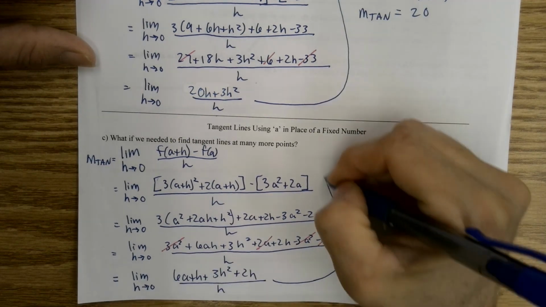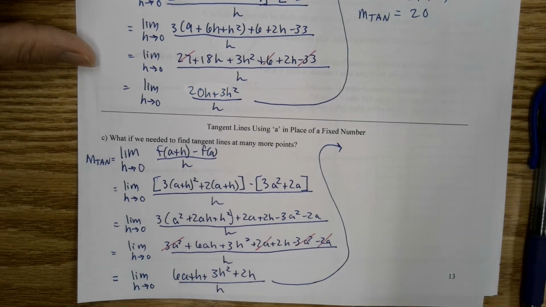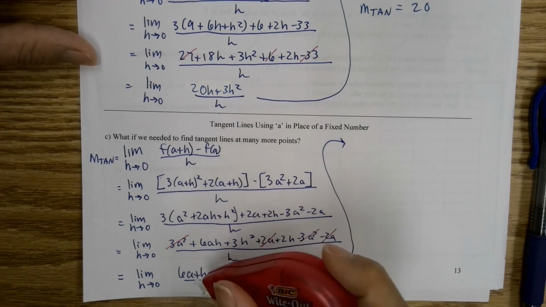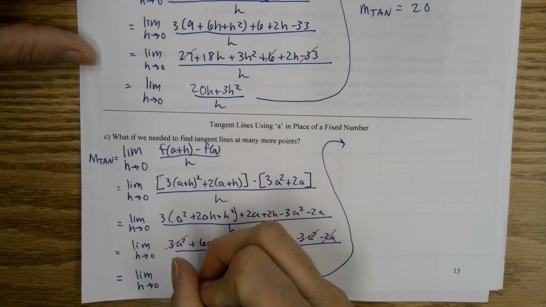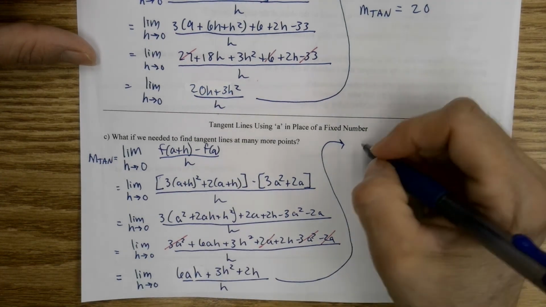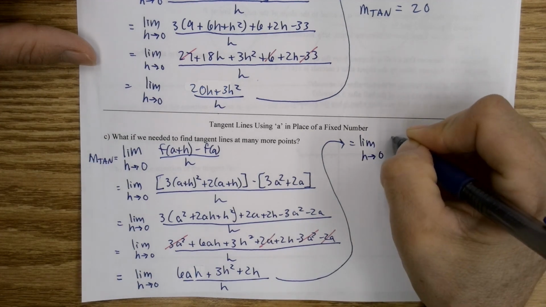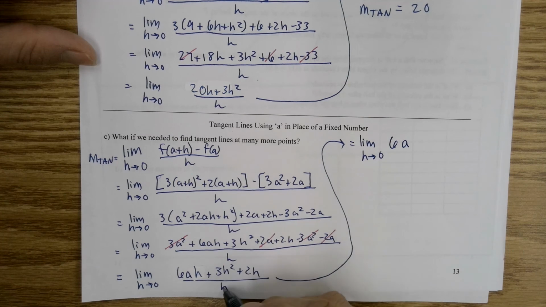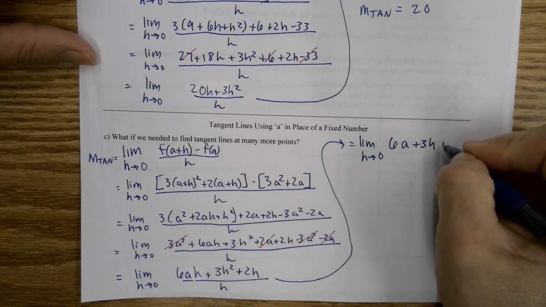And we're going to move this up here. We're going to simplify each of those expressions in the numerator. This is not 6a plus h. This is 6ah. I'm not sure what I was thinking here. That is 6ah. We're going to divide each of those terms by h. So I am left with the limit as h approaches 0 of 6a. 3h squared divided by h is 3h. 2h divided by h is 2.